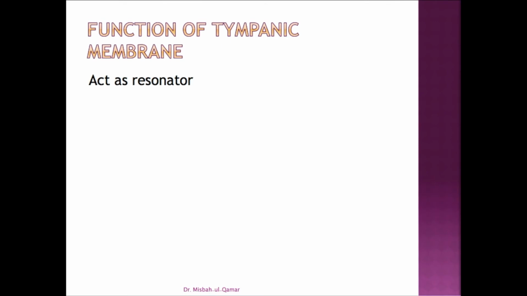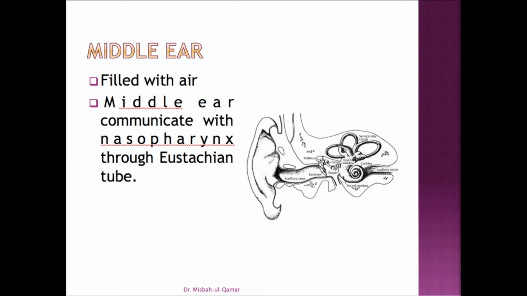Now we will move on to the middle ear. As I already told you, the middle ear is an air-filled cavity. It's a small cavity in the bone, which is lined by epithelium and filled with air. And interestingly, the middle ear communicates with your nasopharynx through the eustachian tube. This eustachian tube is also called the auditory tube.